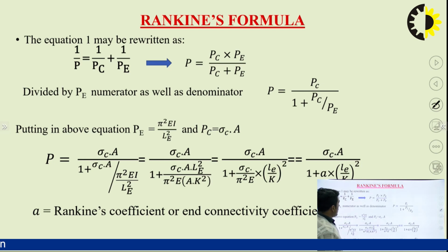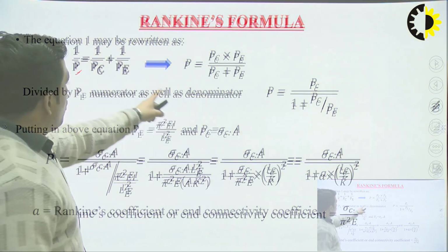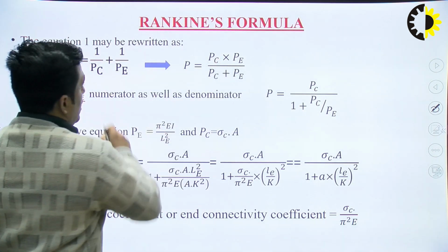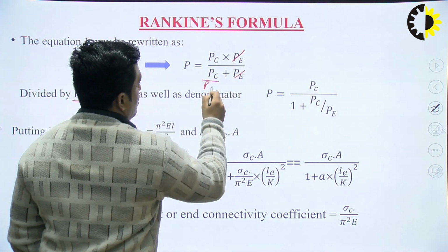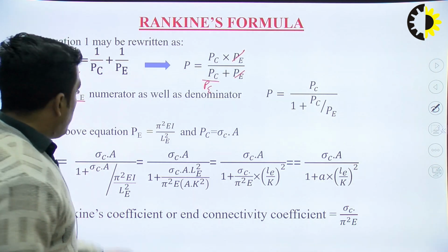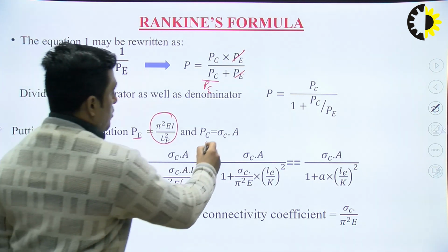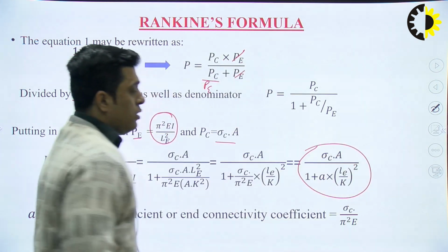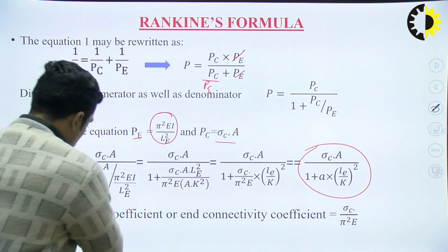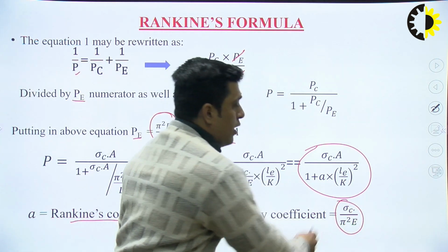So if I see the equation I have written here, 1 by P is equal to 1 by PC plus 1 by PE. This load can be replaced by this term easily. If you divide the entire numerator and denominator by PE, you get this term. Now in the above equation, if I replace PE and PC by the standard formulas, on replacing you get the value of this. Now what is A here? A here is known as the Rankine coefficient, whose value is equal to sigma C by pi square E.